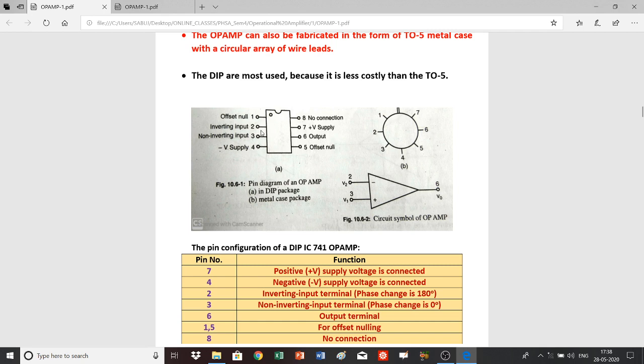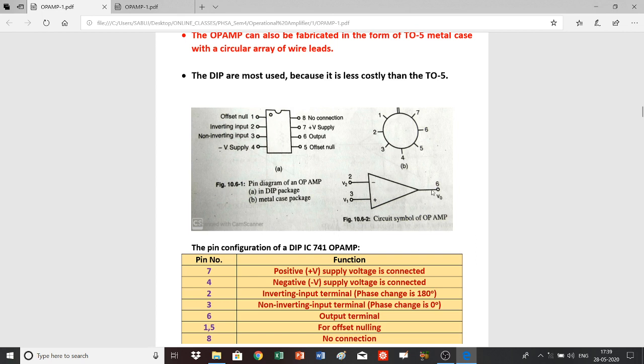And terminals number 2 and 3 are the 2 inputs. So in case of an op-amp, there are 2 inputs, 2 and 3, and input voltages are given to these 2 terminals. And if input voltage is given to this terminal, that is pin number 2, keeping pin number 3 grounded, then the output will be inverted.